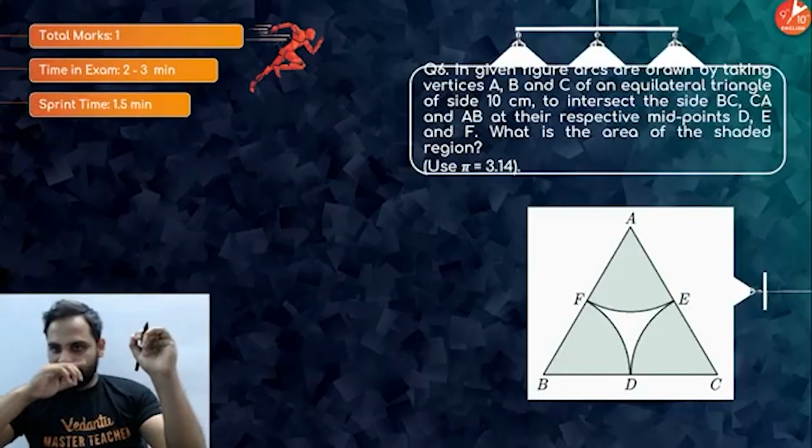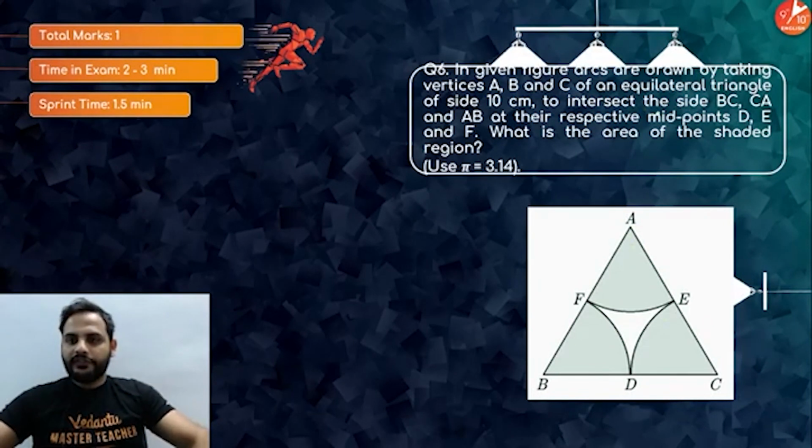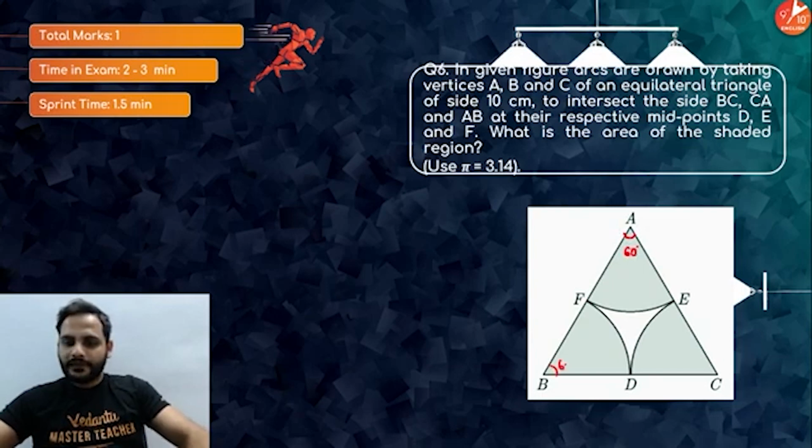All right, next question, look. What does this question say? In the given figure, arcs are drawn with vertices A, B and C. So these are the arcs of an equilateral triangle. So children, look, the first thing we got to know is that if it is an equilateral triangle, all these angles are going to be 60 degrees. So the central angle for all these sectors we got to know, right? And an equilateral triangle of side 10 centimeter.